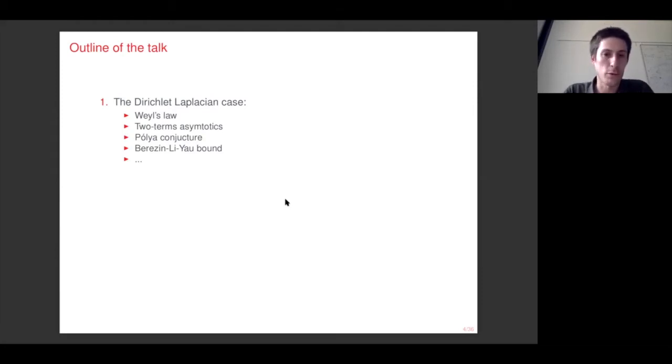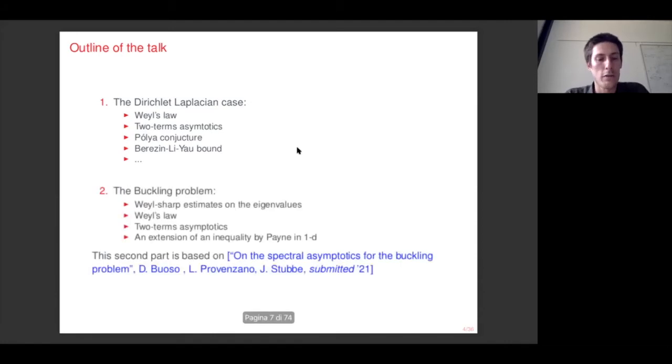For sure, most of you know very well this type of result, but I think that it's better to recall some of them in order to introduce some notation and also to make some observations that will be useful in the second part of the talk. Then I will focus on our work on the buckling problem, and I will focus on some aspects. First of all, I will consider some Weyl-sharp estimates that we prove on the eigenvalues, or at least on some quantities related to eigenvalues.